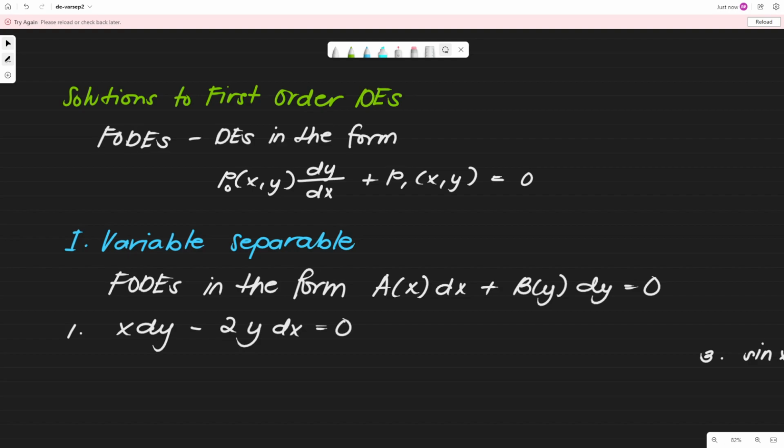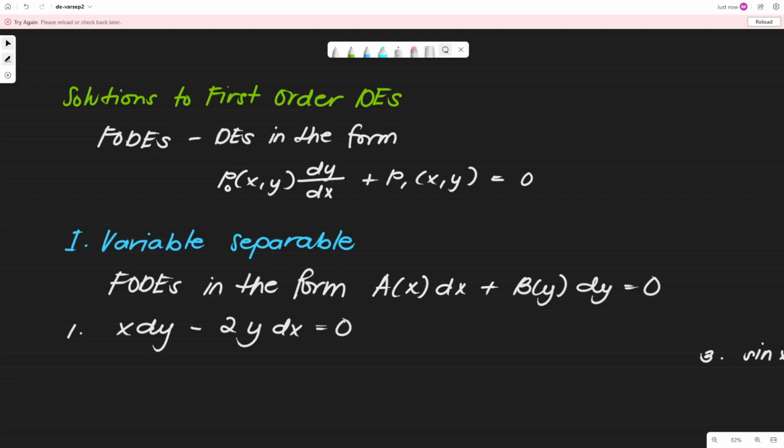So these DEs are in the form of P0 of x comma y, so meaning it is a function of x and y, dy over dx plus p1 of x and y is equal to 0. So basically you just need to pay attention on the derivative. So basta first derivative lang yung highest niya, so wala tayong problema doon. That is a first order differential equation.